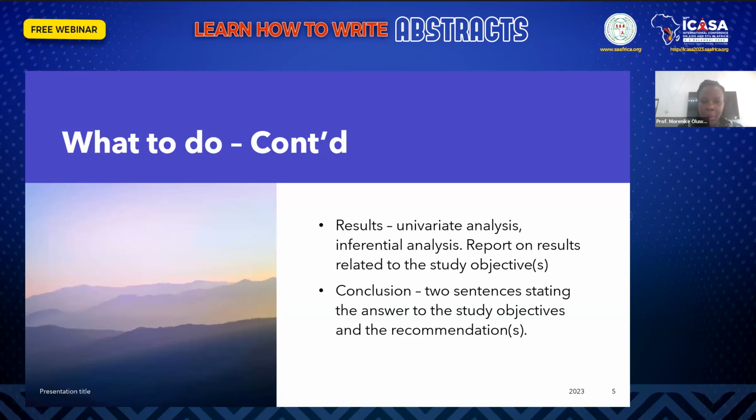The final thing you find in your abstract is the conclusion. When you conclude, only two sentences are required, or two pieces of information, I would rather say. One, the answer to the study objective. Your study objective was inquiring about something. Now, at the conclusion, you tell us the answer to the inquiry.